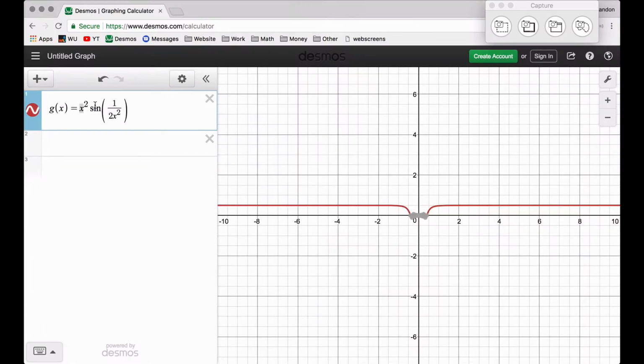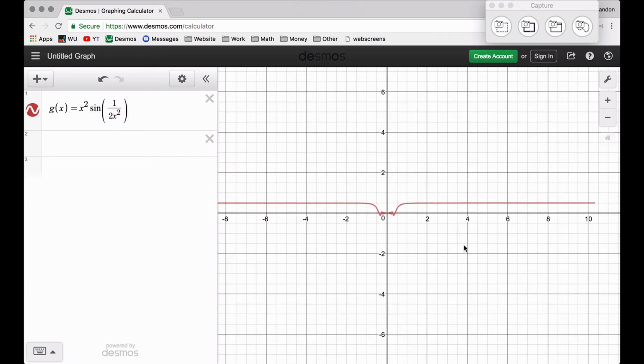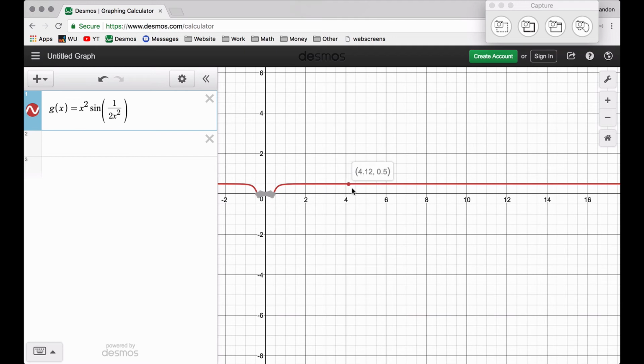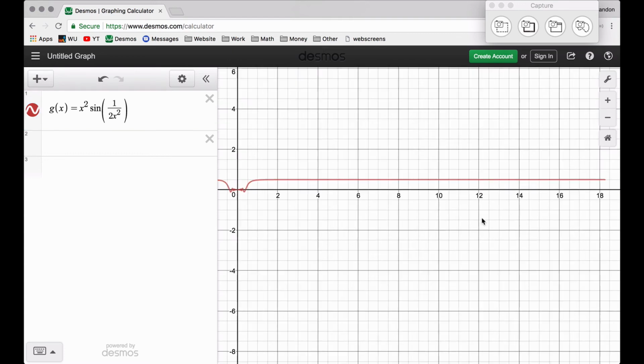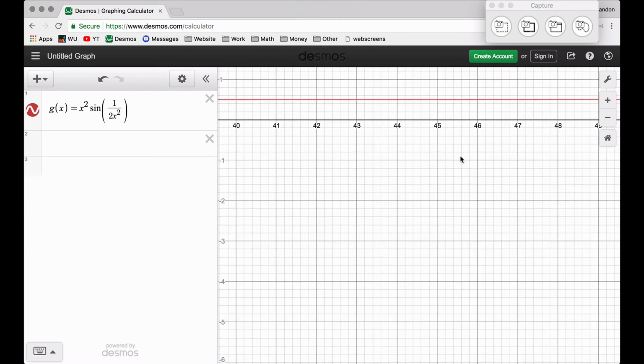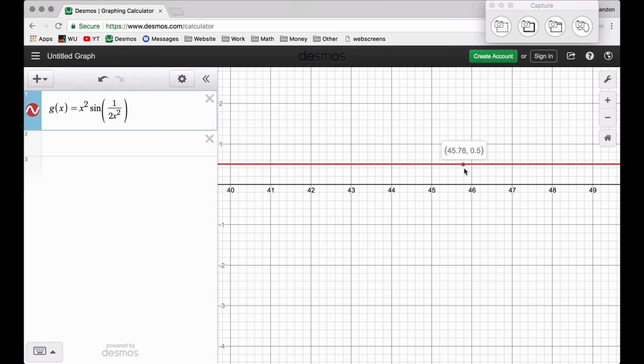Here's our function, x squared times the sine of 1 over 2x squared, and we were letting x get really big. And if I take this pointer and I start dragging and x is getting bigger and bigger and bigger, you'll notice that this y value is 0.5. Now it's probably like 0.499999 or something like that, but Desmos is rounding it. And if we just keep on going, it's going to be that same limit of 0.5, as you can see right there.